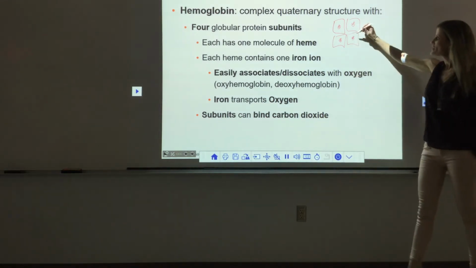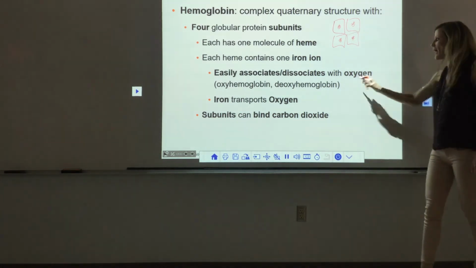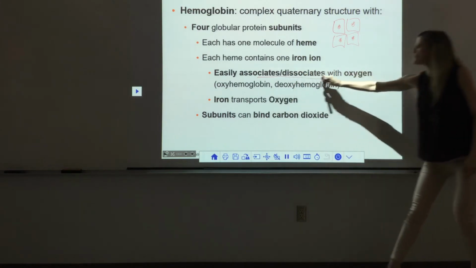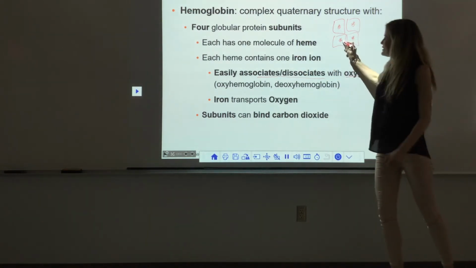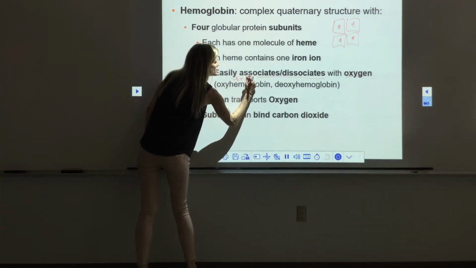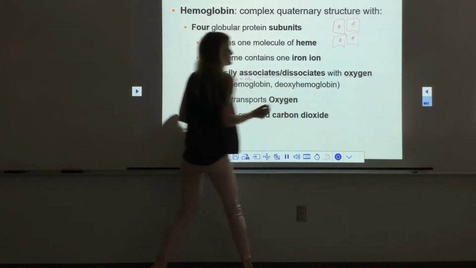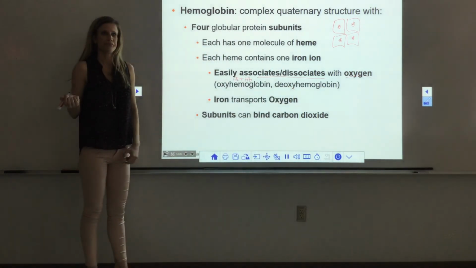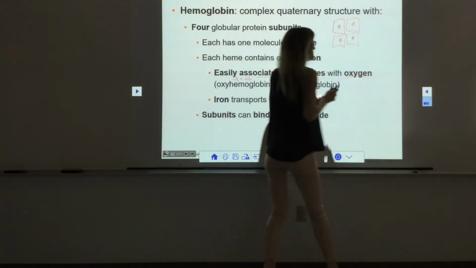Now, the iron in the middle here is the part that carries the oxygen. Iron easily associates and dissociates with oxygen. So when oxygen is present, we call it oxyhemoglobin. So oxygen plus hemoglobin. When there's no oxygen, we call it deoxyhemoglobin. But the iron here is where the oxygen is binding.